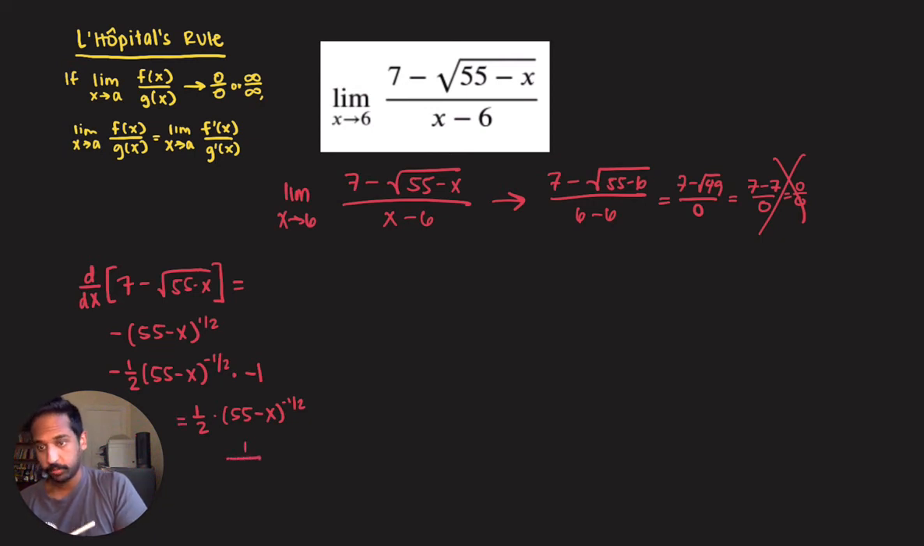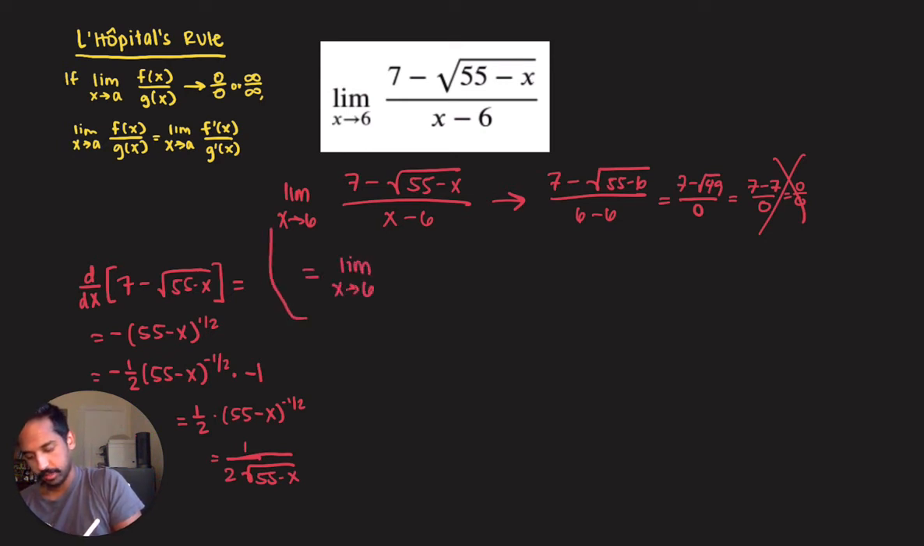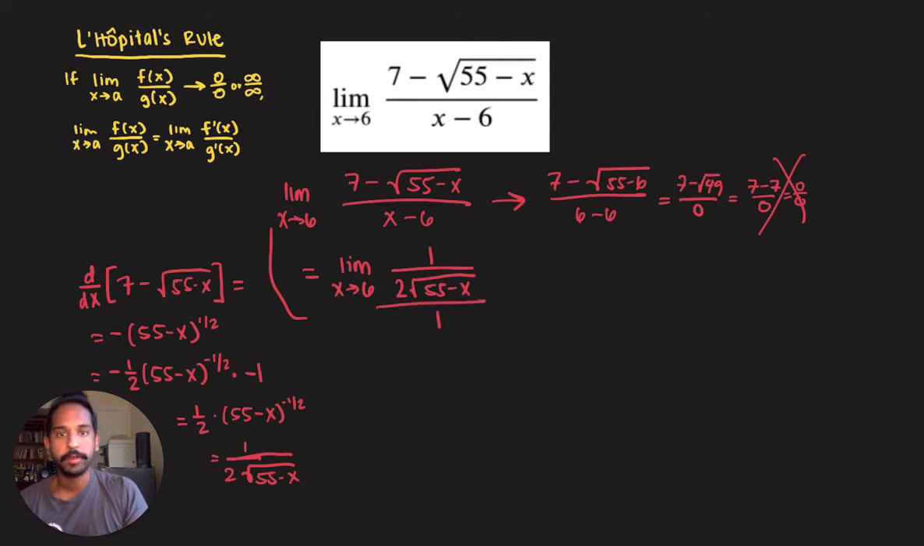and I'm going to keep writing equals, so I don't forget that, equals 1 over 2 root of 55 minus x. All right, and the derivative of the bottom, x minus 6, is just 1. So we can rewrite this as the limit as x approaches 6 of 1 over 2 root 55 minus x, all over 1, but since dividing by 1 doesn't change anything, we can just drop it.